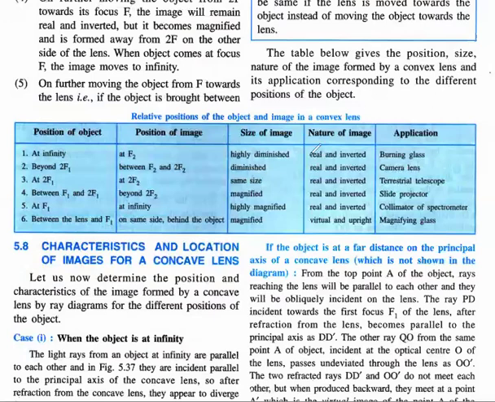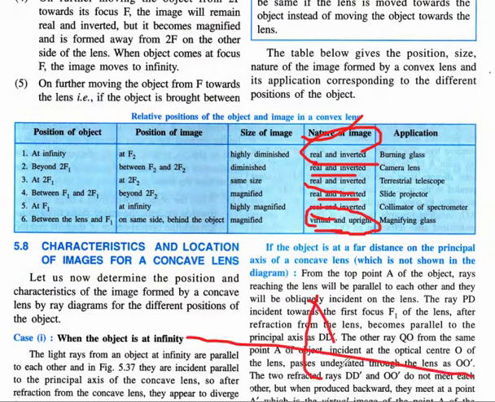We have nature of the image: real, inverted, real, inverted, real, inverted, real, inverted, real, inverted, virtual and upright. So most of them are real and inverted. Virtual and upright is the only one where the image comes on the same side behind the object, right? And it's magnified. So what does magnified mean?